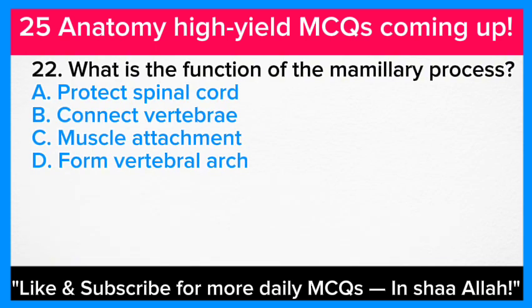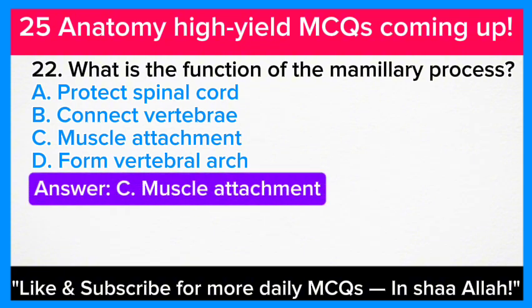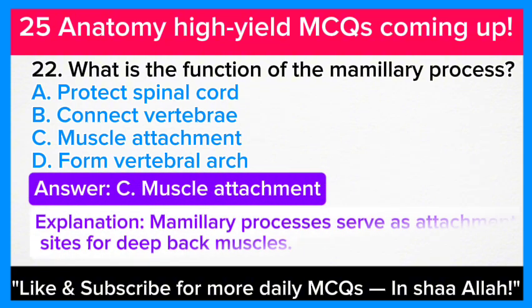22. What is the function of the mamillary process? A. Protect spinal cord. B. Connect vertebrae. C. Muscle attachment. D. Form vertebral arch. Answer: C. Muscle attachment. Explanation: mamillary processes serve as attachment sites for deep back muscles.